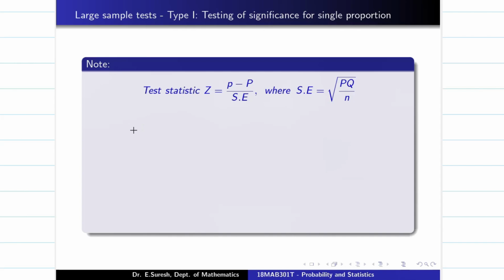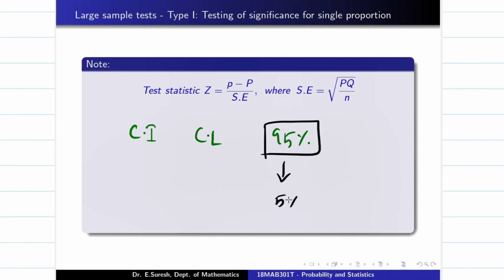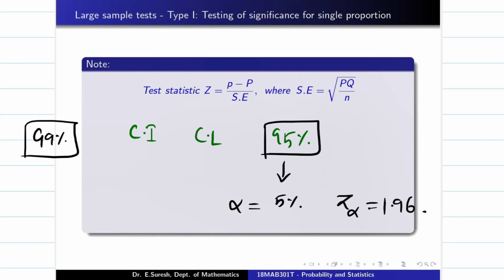Sometimes they will ask you to find the CI, confidence interval or confidence limit or confidence level at 95%. Here we always have to take a two tail test. So 95% confidence limit means 5% is my level of significance, so alpha is 5%, and two-tailed test means Z alpha is 1.96. If they say 99% confidence interval, in this situation the level of significance is 1%, so I have to take Z alpha as 2.58. That's what we are mentioning.